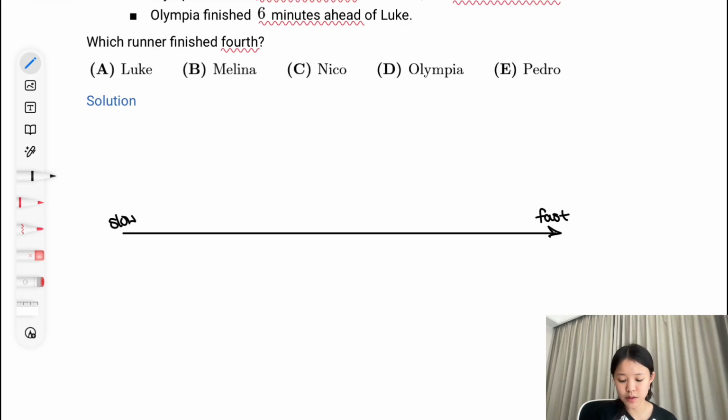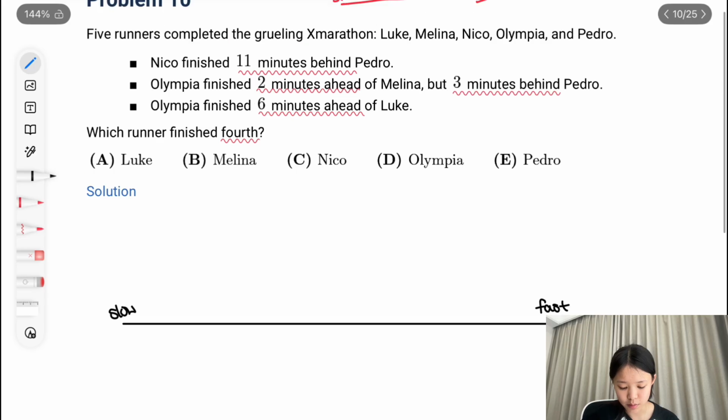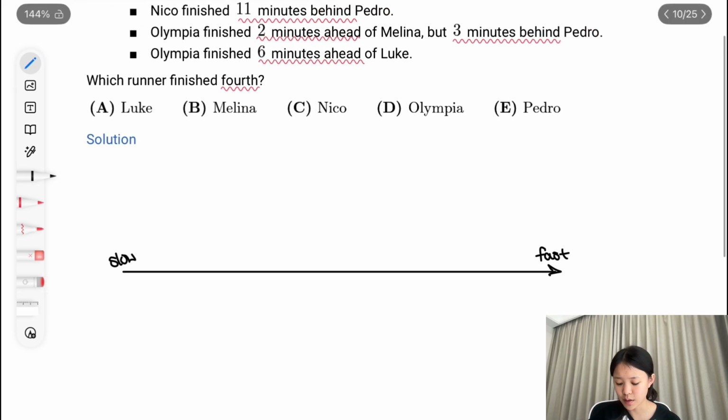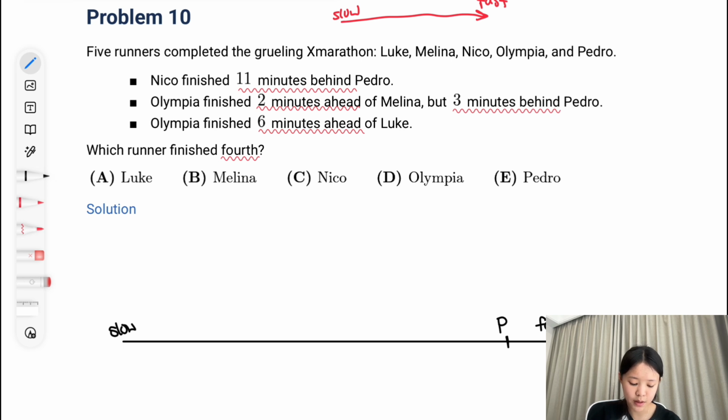So let's start first with who's going to be our anchor, right? So if you look here, everyone seems to be finishing behind Pedro, right? So let's just put Pedro as our anchor. We put P here at the fastest for now. And okay, so first if we look at the first one, it tells us that Nico finished 11 minutes behind Pedro. So we'll put Nico around here.